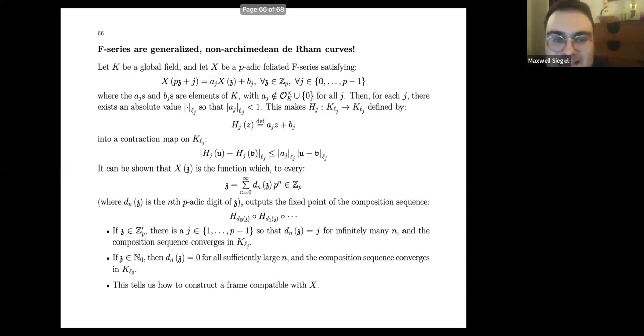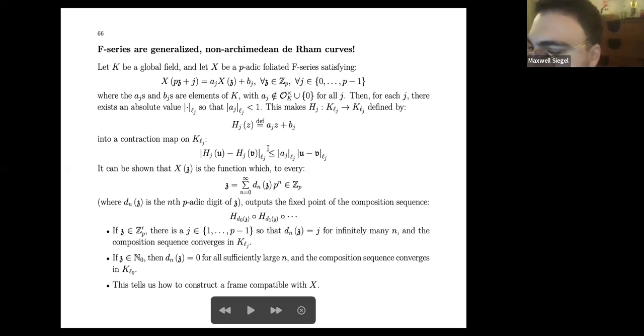Now, not only can we realize chi-q or any simple or foliated F-series as very nearly being a de Rham curve, but the method of constructing de Rham curves is pretty much identical to how I originally arrived at them. Letting K be a global field, let X be a p-adic foliated F-series satisfying functional equations of the following shape, where the a_j are non-zero elements of K, which are not units of the rings of integers of K.